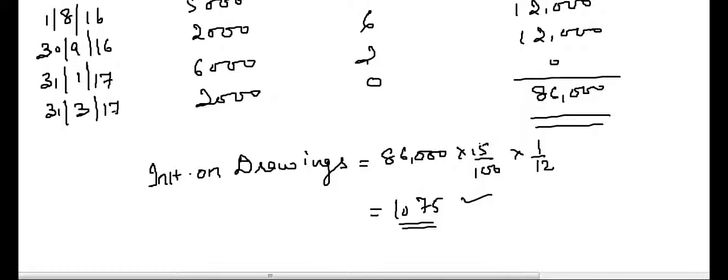So this is the case where the amount of drawings is not fixed and the interval of drawings is not fixed. So we cannot apply the average period method here. In the last lecture I told you that average period method can be applied only when the amount of drawings is fixed and the interval of drawings is fixed. Now we cannot apply here. Okay.